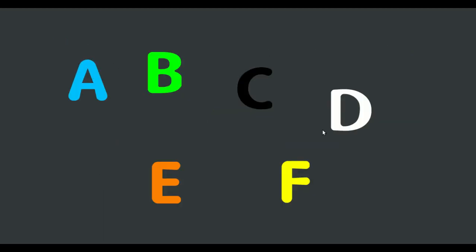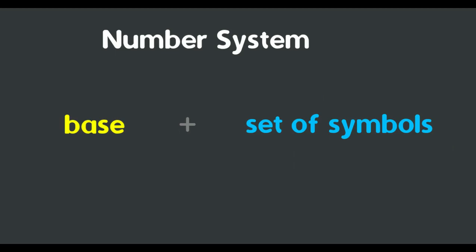Also, we use these alphabets to represent count: A for 10, B for 11, and then 12, 13, 14 and 15. And there is another very important number, called 0, to represent no count. If we have no item, then it is called 0. And in a positional number system, 0 has great importance. So in a particular number system, we have mainly two things: one is the base and the other is the set of symbols.